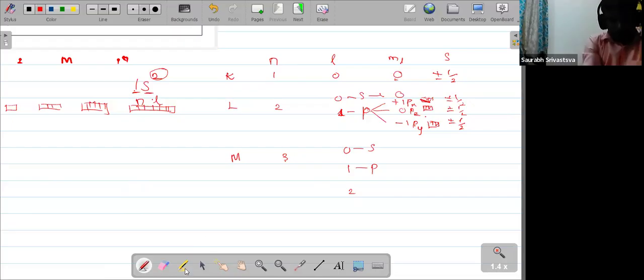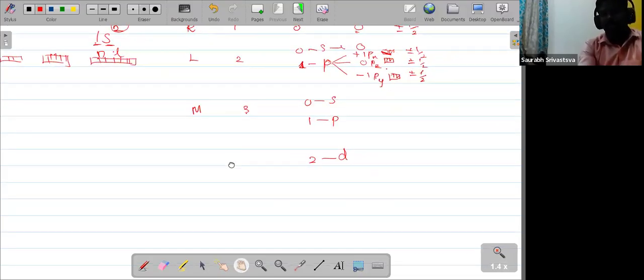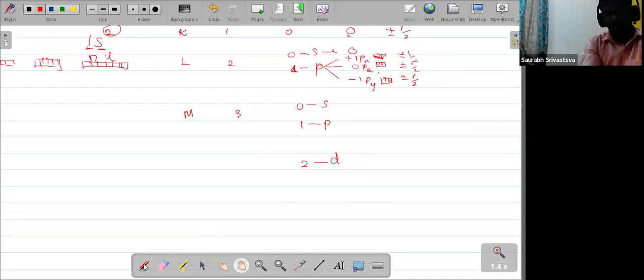2 means double direction. That means 2 directions will be there. Then we call it a d orbital. The first one is the s subshell, the second one is the p subshell, the third one is the d subshell. So overall, we got the 3 subshells.